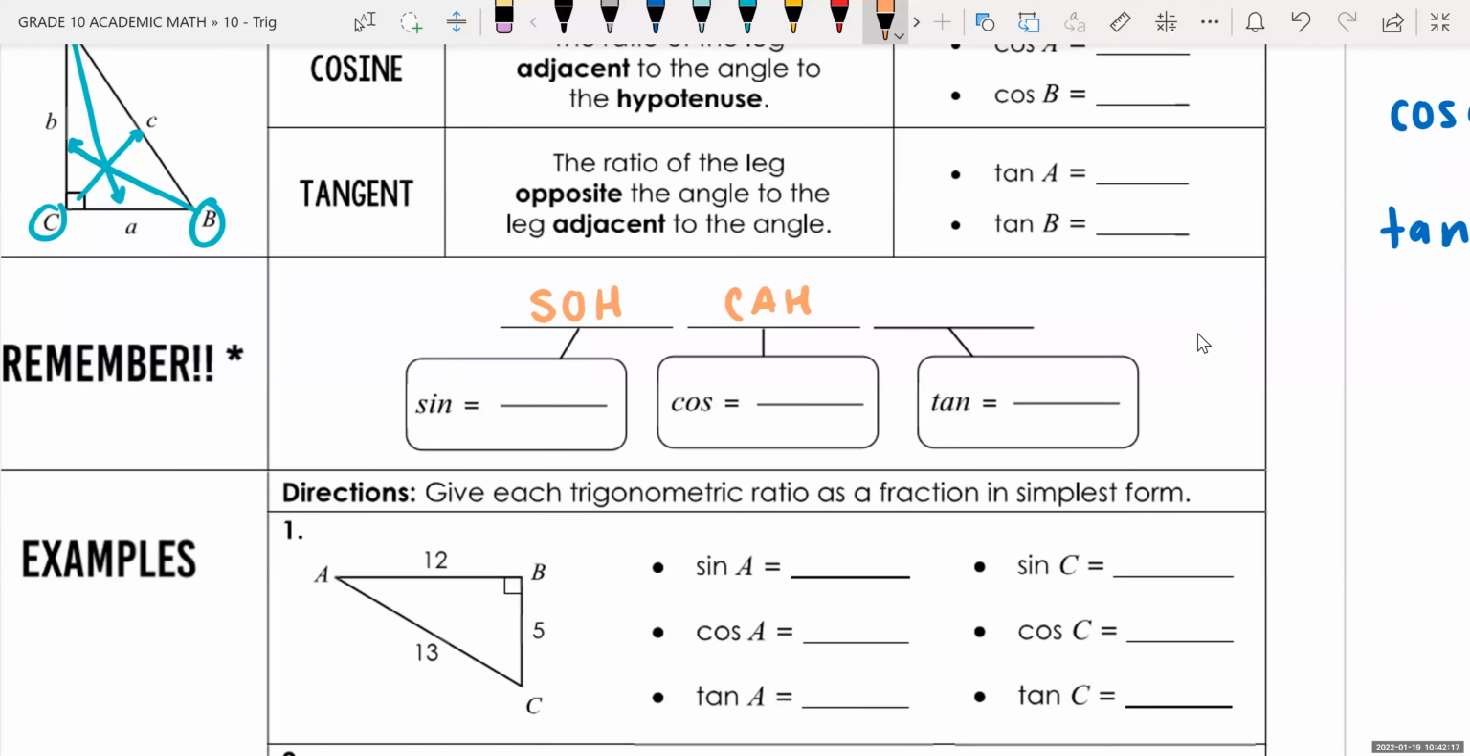SOHCAHTOA is what I want you to remember for all of the trig we're gonna do. These are just ratios that help us relate angles to side lengths. So sine of, there should be an angle here, let's say theta, is equal to opposite over hypotenuse. Cos of theta is equal to adjacent over hypotenuse. And tan of theta is equal to opposite over adjacent.